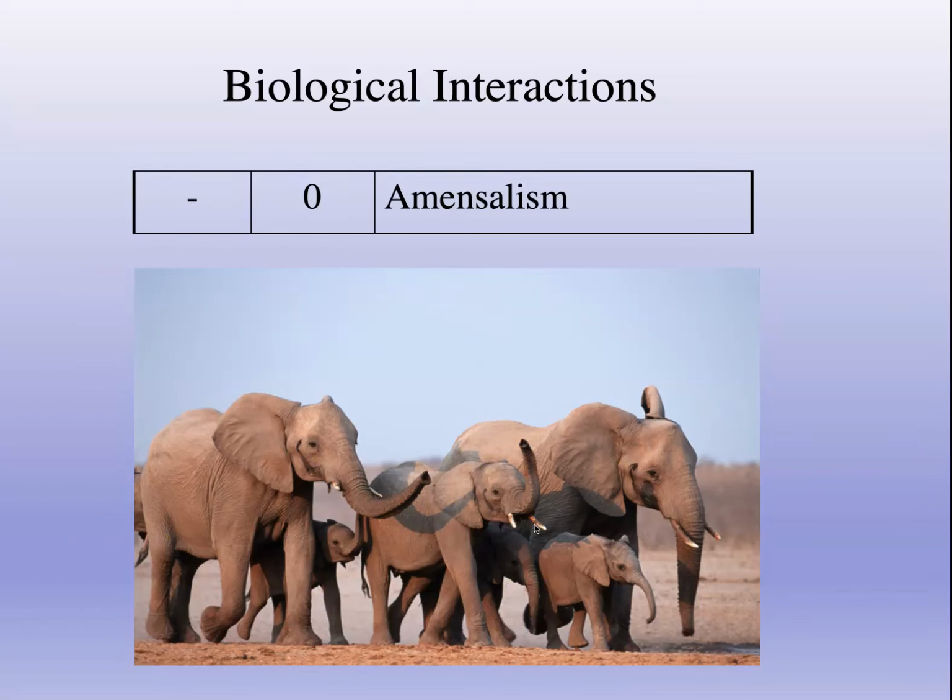Amensalism: if you are a spider on the ground or a snake or some other creepy crawly thing, and a herd of elephants comes along, you're going to lose if you're in their way. So you're going to lose by the presence of the herd of elephants, but the herd of elephants really isn't even going to notice that there's a big spider below their feet as they're squashing it. So that might be an example of amensalism.